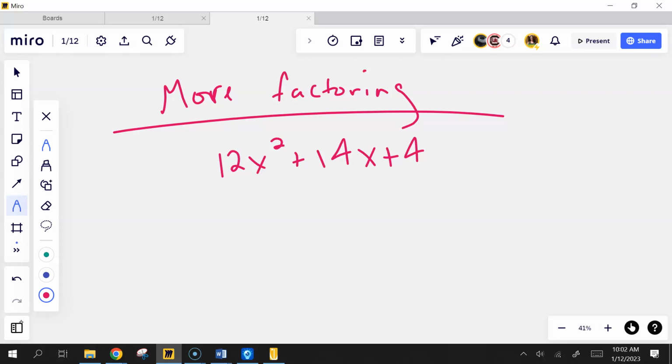2. I hear 4 and 2. Why is it 2 and not 4? 4 won't go into 4. All right. If I take a 2 out of everything here, what's left?